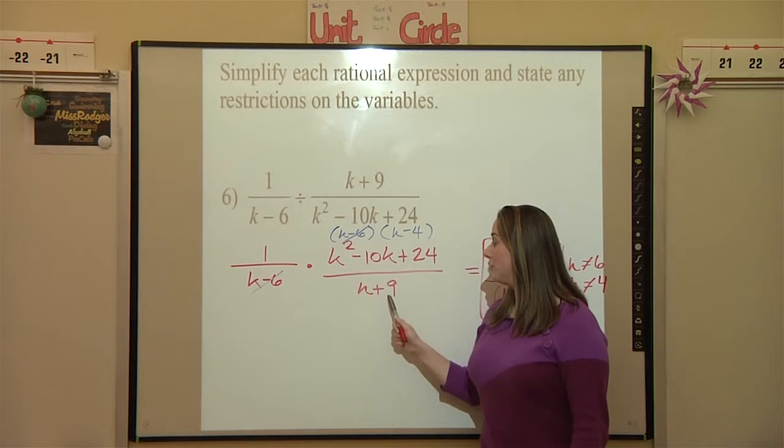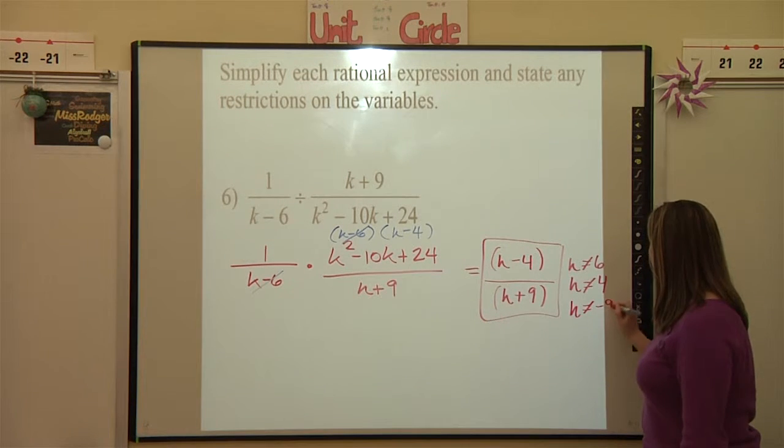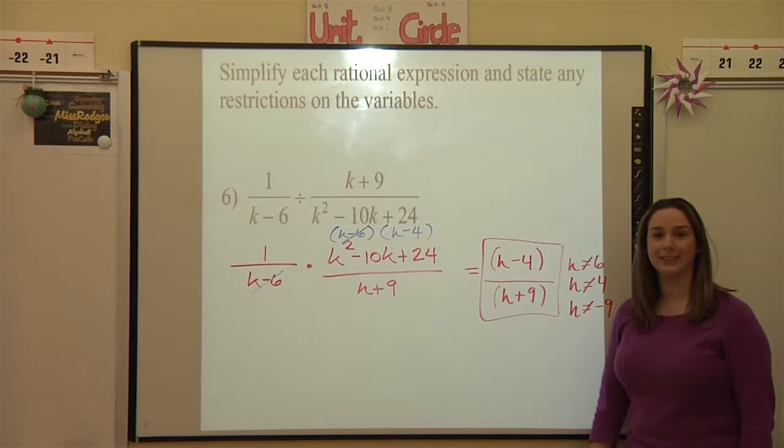Again, this denominator is a repeat, but we have a new one here. K cannot equal -9, and that's the same there.